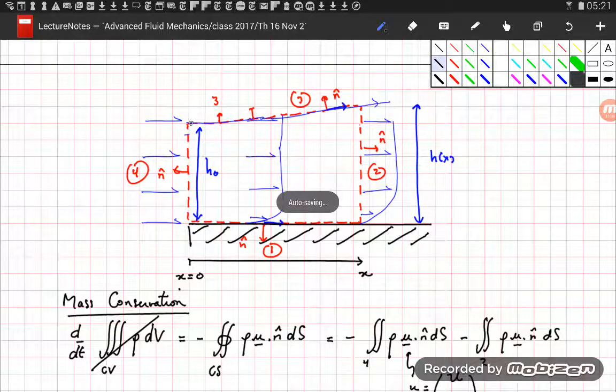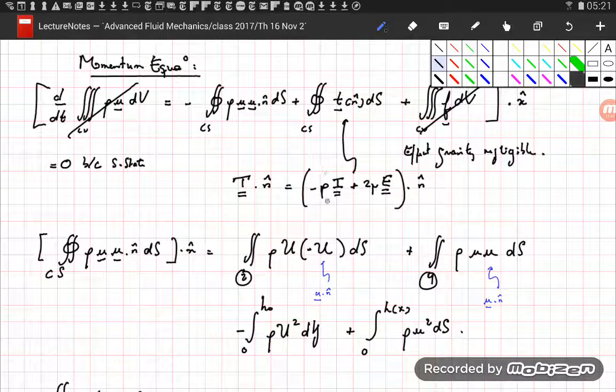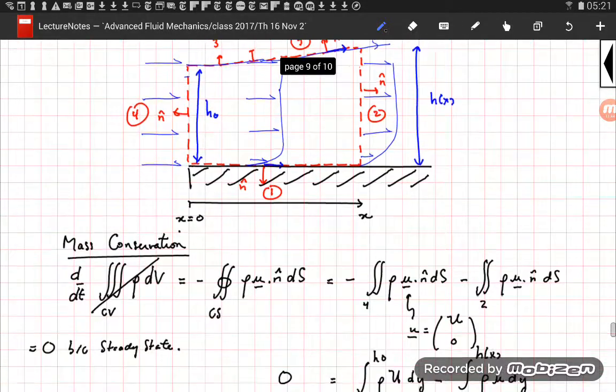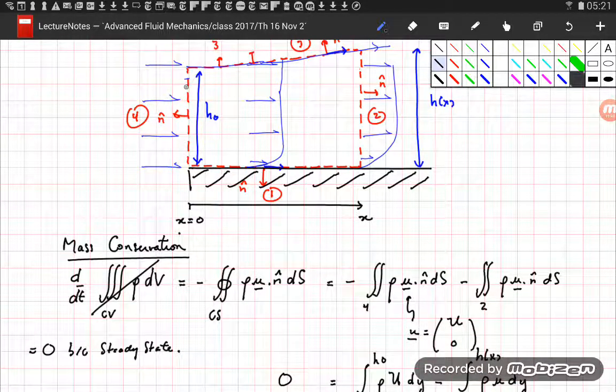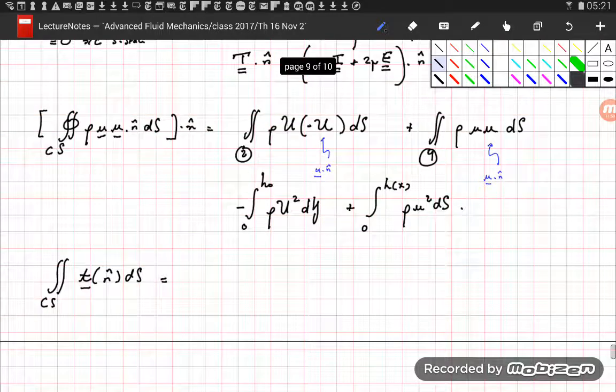and so what is acting in the normal direction? In the normal direction, if you look at your stress tensor, it's the pressure which is going to act, right? So in the x direction here, what we have will be the pressure term, and we don't have viscous normal stress here because the flow is uniform in that direction. So on 4, the part which corresponds to 4 is just the integral from 0 to h naught of PA times dy.